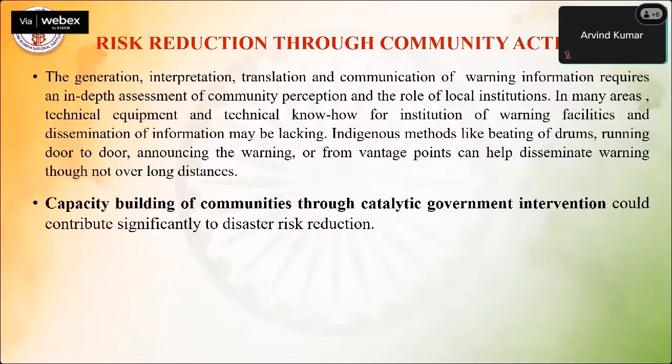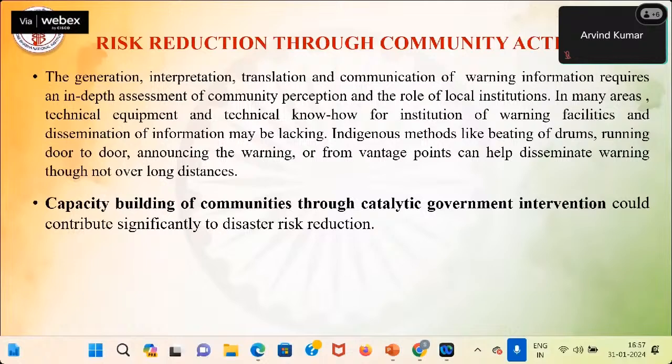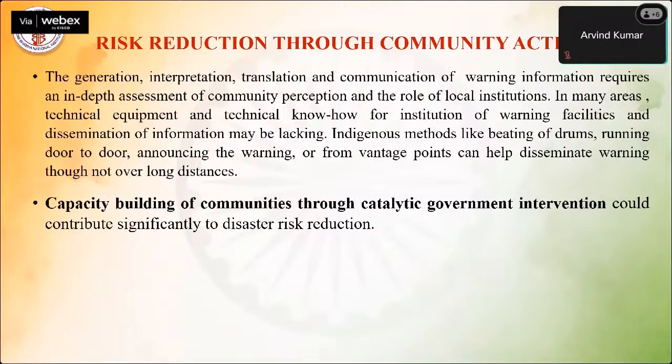Now, community building through catalytic government intervention. See, it is now accepted that in disaster management, government has the primary role. So if the community is kept poised, prepared, and equipped through government intervention, it has an important role in risk reduction.